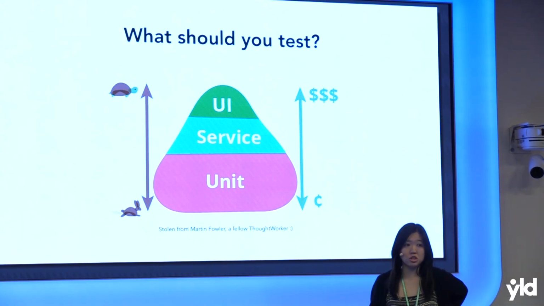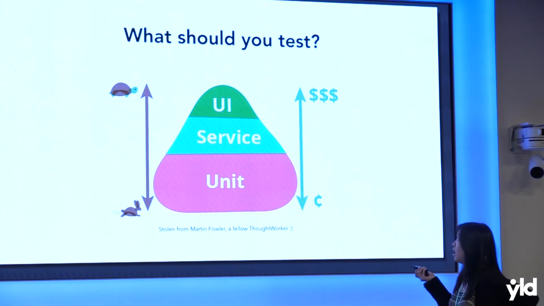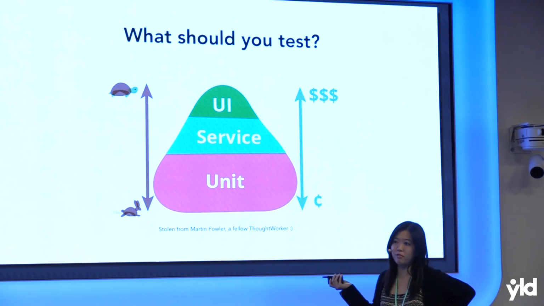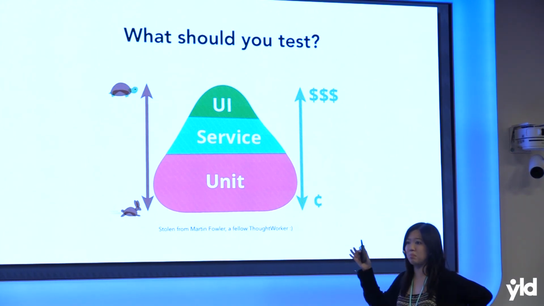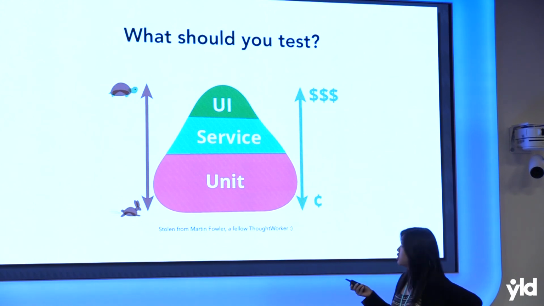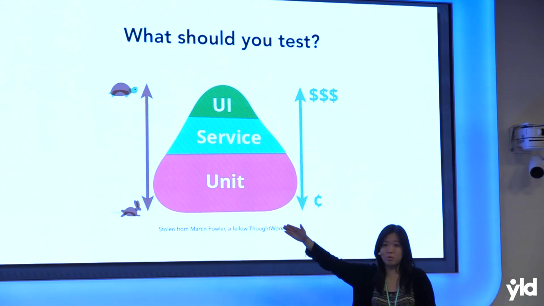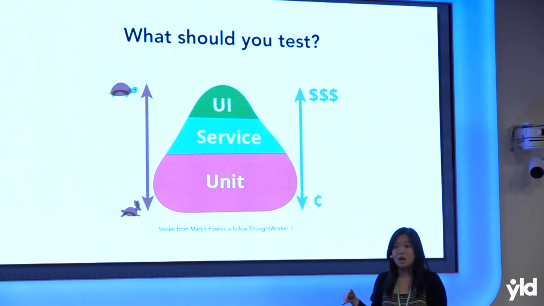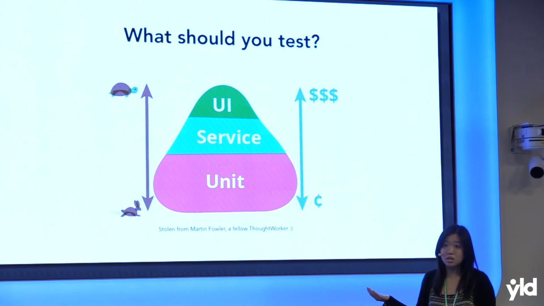So first, what should you test? If you're already familiar with testing, I'm sure you might have seen this testing pyramid before. This is stolen from Martin Fowler, who's also a ThoughtWorker. It shows the 3 big levels of testing that you should do, with the idea being that you should have the most number of unit tests, because they're the easiest to write. Unit tests test a particular method in the code, the smallest unit of code that you write. The service layer would be testing any API calls that you're making. So if you have an API layer, maybe you write it in Node, you would test the service layer.